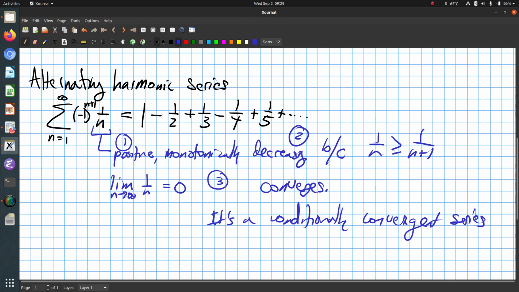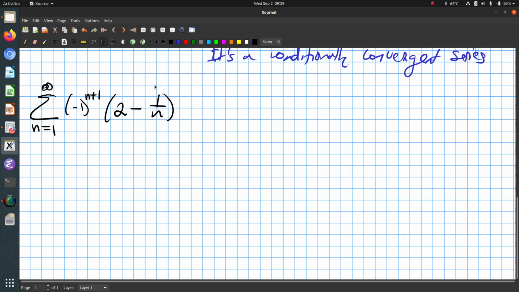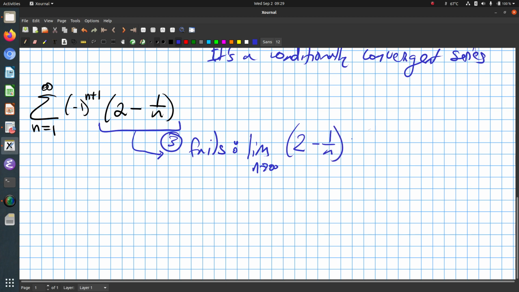Okay. Let me give you an example of a situation where the series is an alternating series, but it does not converge at all. So this series here is an alternating series. But if you look at it, you say, well, each of these pieces are positive. They're monotonically decreasing, but 3 fails because the limit as n goes to infinity of 2 minus 1 over n is 2, not 0.